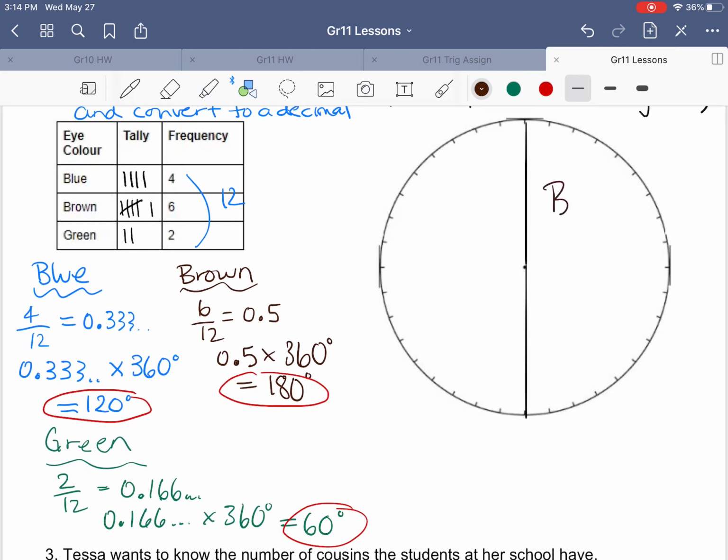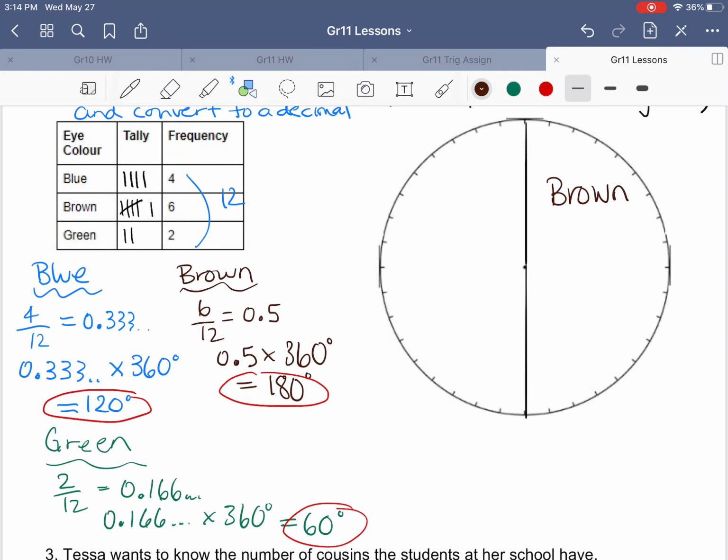And now we are going to put in our information about the brown eyes. So brown. Okay, so we're going to write that that represents our brown. Now we're going to do the blue.